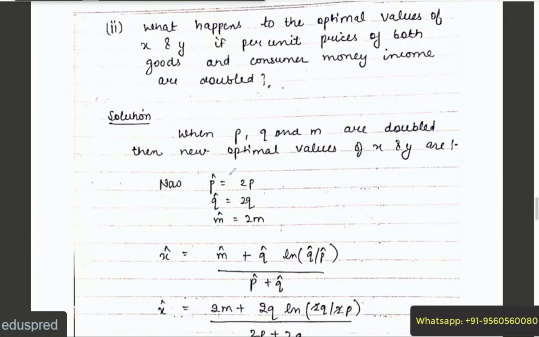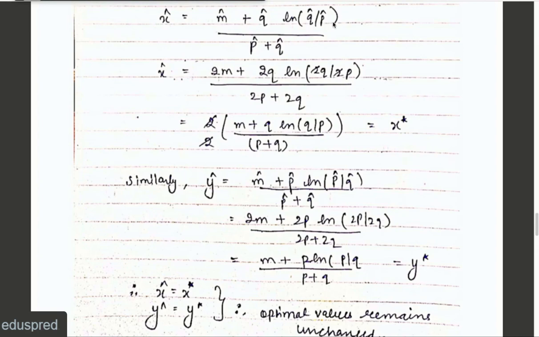Now your second part says, what happens to the optimal value of xy if per unit prices of both the goods and consumer income are doubled. Let your p hat be 2p, q hat be 2q and m hat be 2m. Earlier your optimal value was this, which was m plus q ln (q divided by p) divided by p plus q, and after making the changes, that is after your prices and money income are doubled, let's make the substitution and see what happens in your x. That would be 2m plus 2q ln (2q divided by 2p) divided by 2p plus 2q.